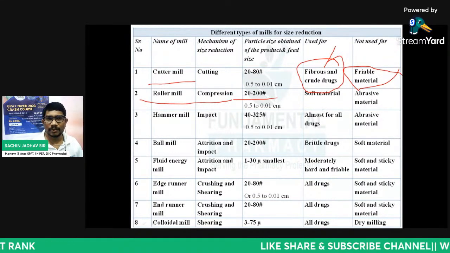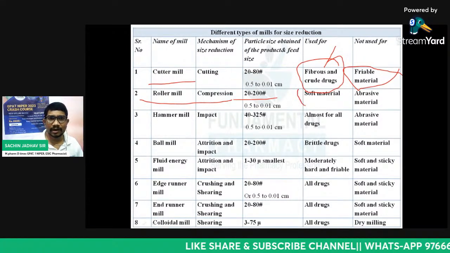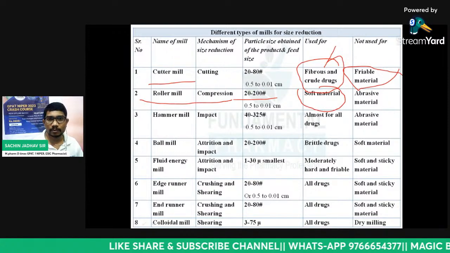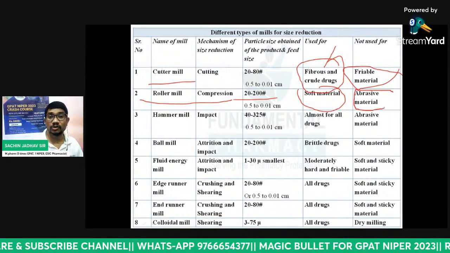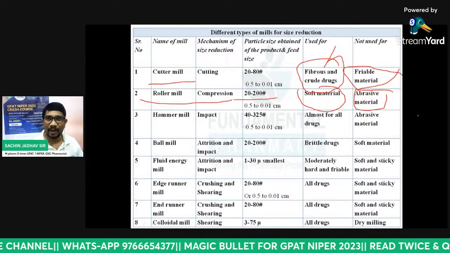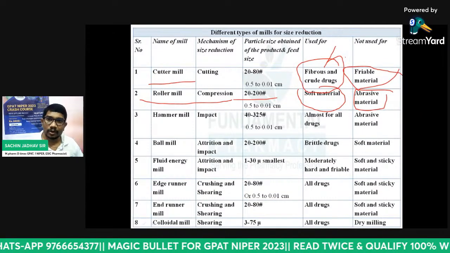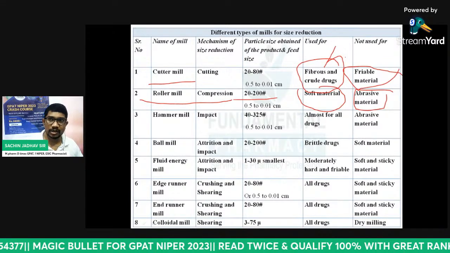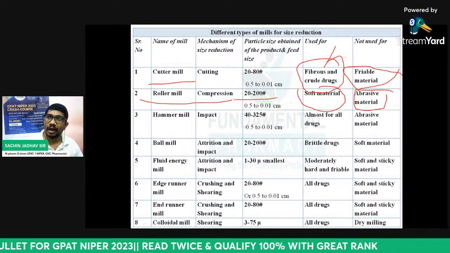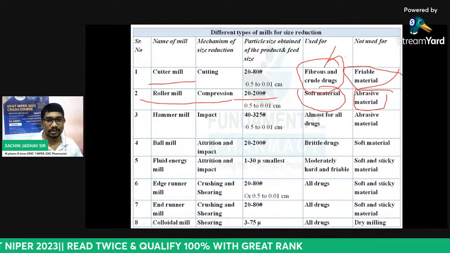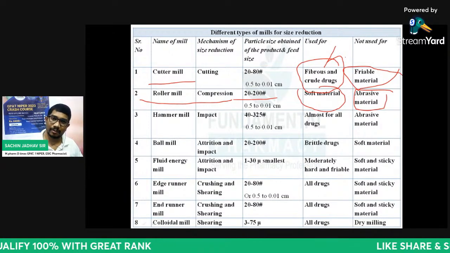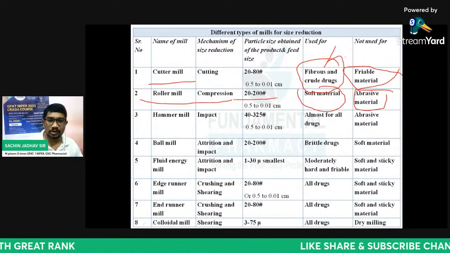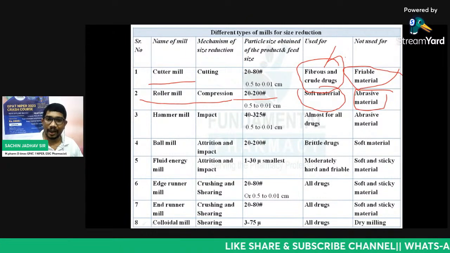Okay. Now roller mill is used for the soft material. Roller mill किसके लिए use करेंगे? Soft material के लिए. It is not used for the abrasive material. देखो abrasive material के लिए roller mill use नहीं करते. Abrasive material मतलब क्या? जो मटेरियल रोलर के सरफेस के ऊपर एब्रेजन करेगा, तो उसके लिए यूज नहीं कर सकते. So cutter mill is used for fibrous drug and crude drugs, not used for friable material. Roller mill is used for soft drugs, not used for abrasive material.